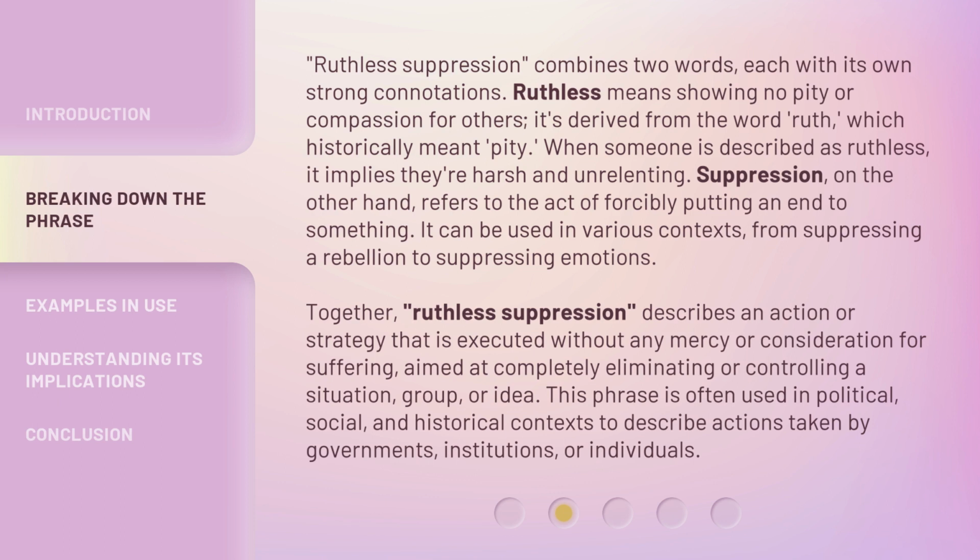Suppression, on the other hand, refers to the act of forcibly putting an end to something. It can be used in various contexts, from suppressing a rebellion to suppressing emotions. Together, ruthless suppression describes an action or strategy that is executed without any mercy or consideration for suffering, aimed at completely eliminating or controlling a situation, group, or idea. This phrase is often used in political, social, and historical contexts to describe actions taken by governments, institutions, or individuals.